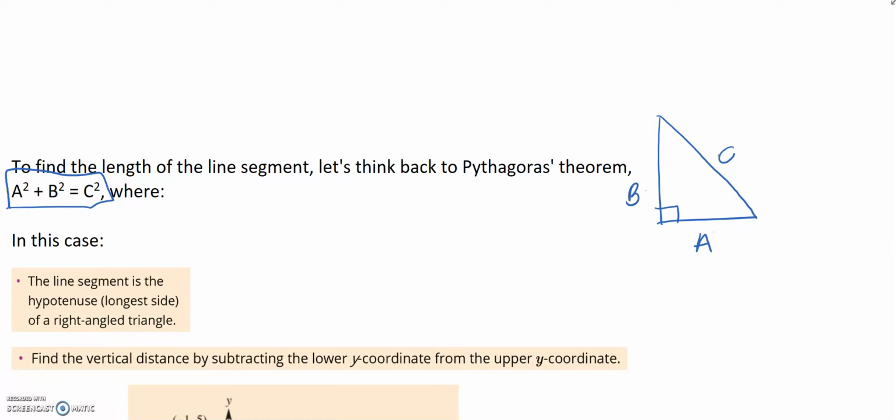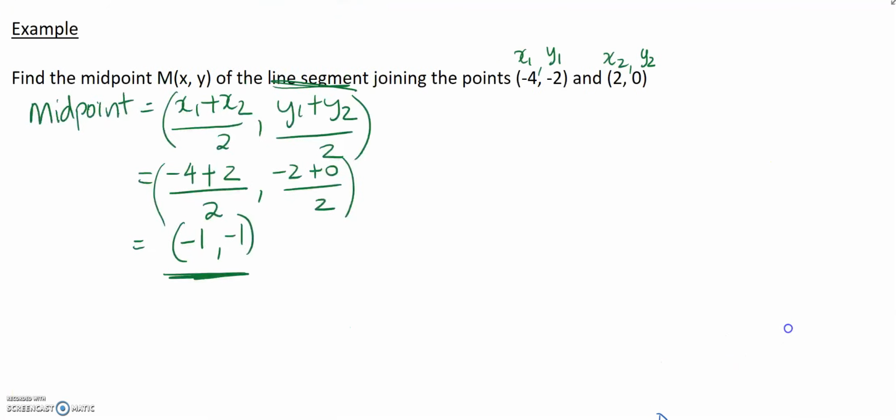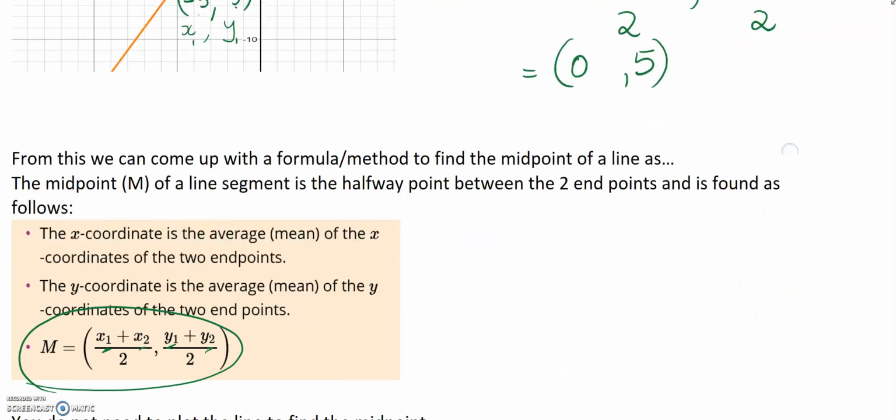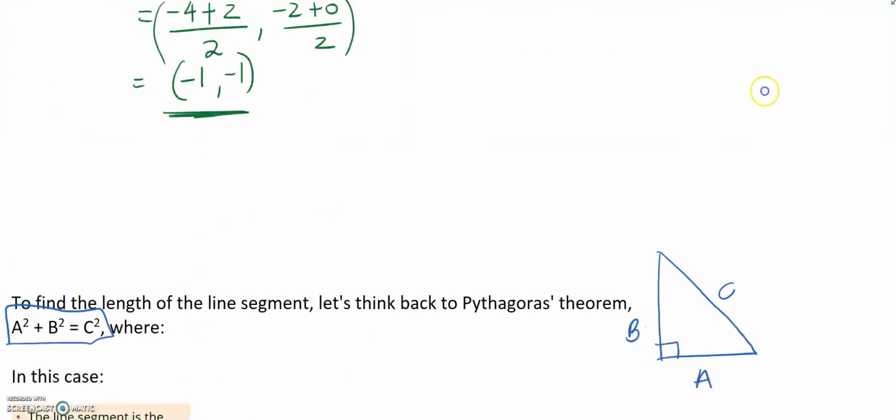Now, in this case, let's look back to the midpoint example. Okay, now if we have to go from point A to point B, if we form a right-angled triangle, we are actually finding the hypotenuse of the right-angled triangle. Can you see that? Okay, so let's go down.